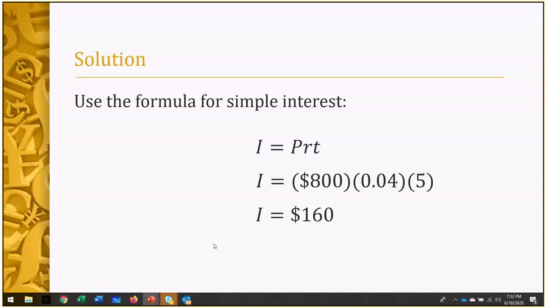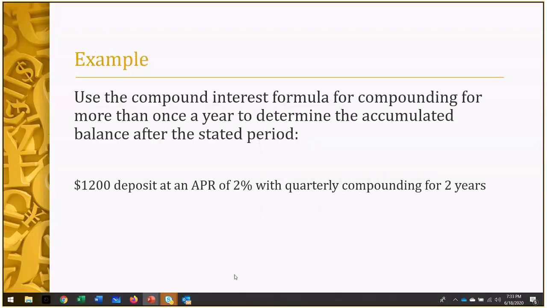Any questions? So far, so good? Okay. All right, here's another one then.